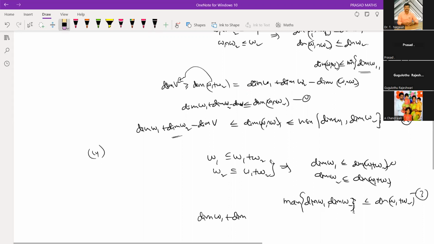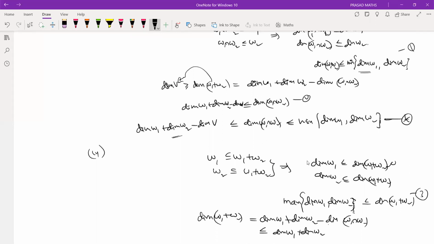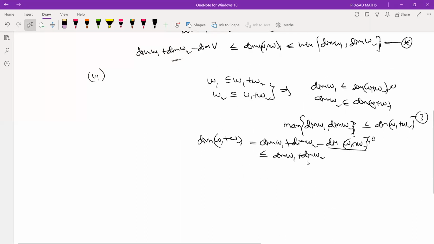Dimension of W1 plus W2. Suppose you are asked to find an upper bound for this. This is nothing but dimension of W1 plus dimension of W2 minus dimension of W1 intersection W2, and dimension of W1 plus W2 is always less than or equal to dimension of V.